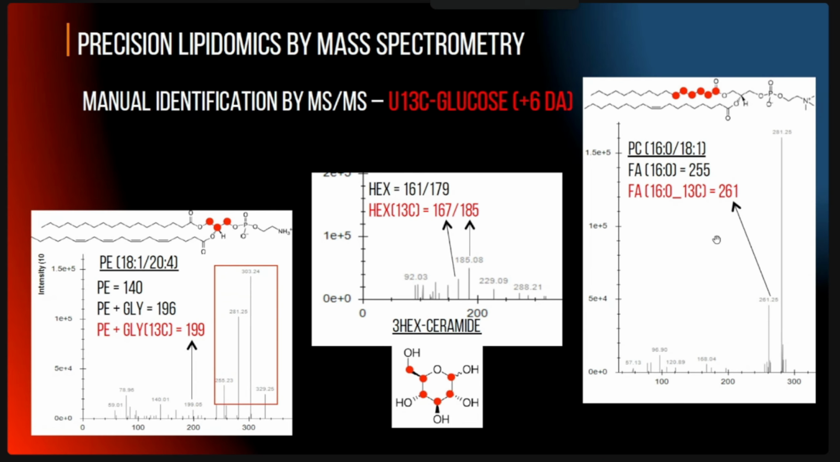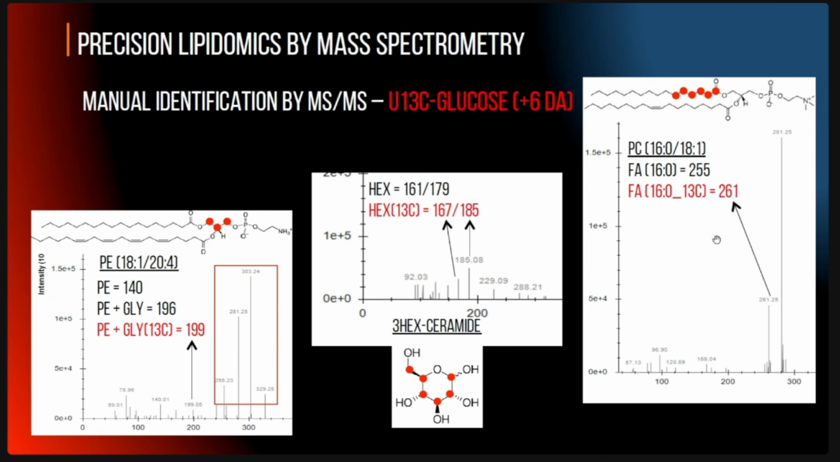And how can I figure this out? It is just because normally phosphatidylethanolamine has 140 of mass, and when you join the PE plus the glycerol, the mass becomes 196. And then in this case, using 13C labeled glucose, all of a sudden I see the mass 199, which gives us the exact mass of 3 carbons labeled with 13C.